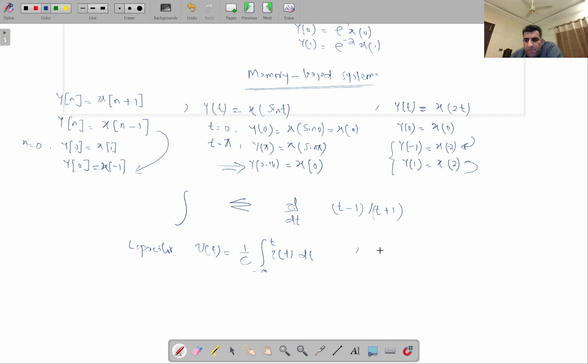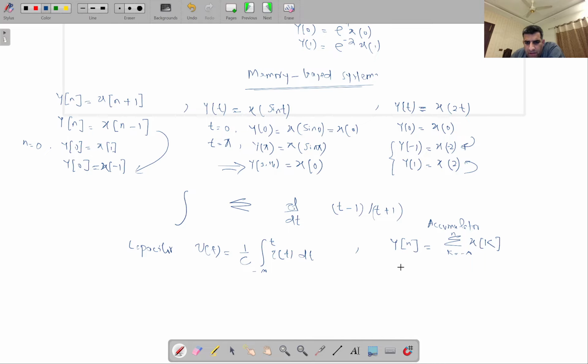Another system, which is a memory-based system, and this is the last example, is an accumulator system. So let me write the expression of an accumulator system. The accumulator system has a mathematical expression of this form. What the accumulator system does is that it's going to add all the past values of the input up to the point where we are trying to find out the output.